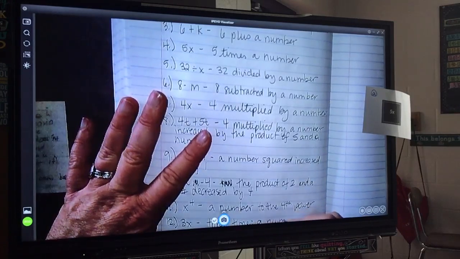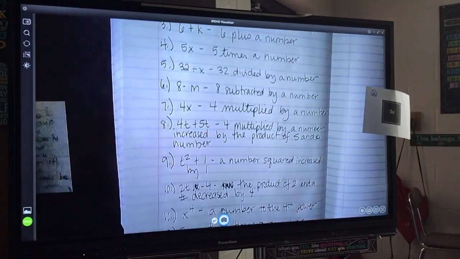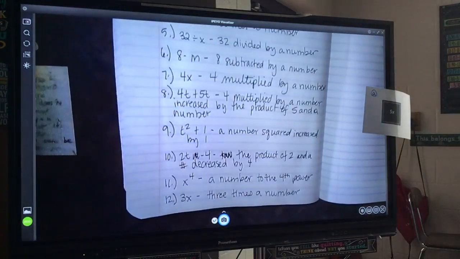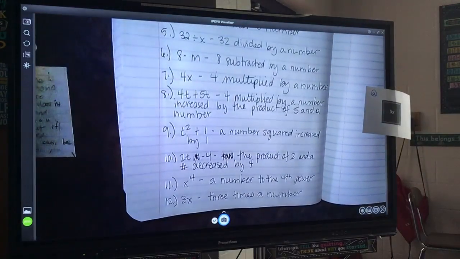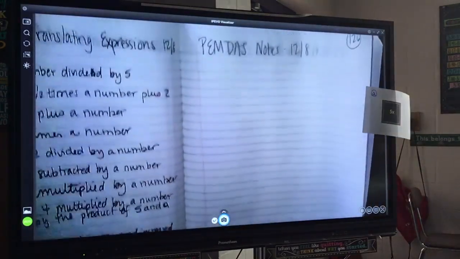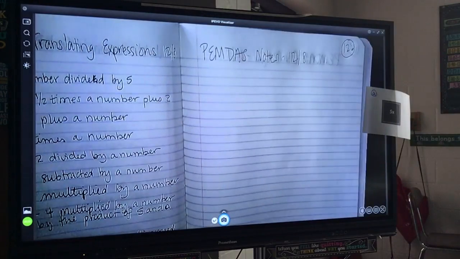Alright, so how did you guys do overall? Did you get them all right? How do we feel about translating expressions? Good. Alright, this is the last day that we're really going to focus on it. It doesn't mean it's going to go away, just that it's not a topic for us as much anymore.